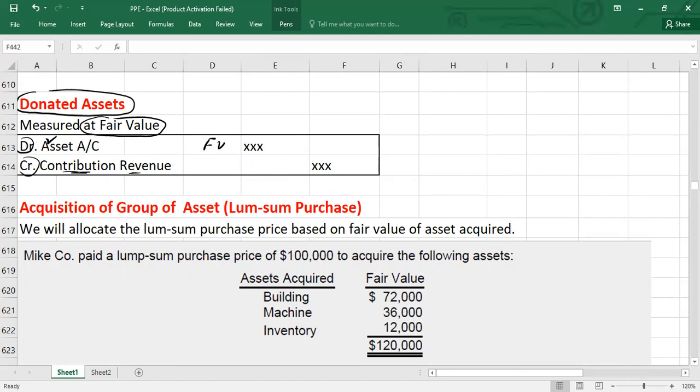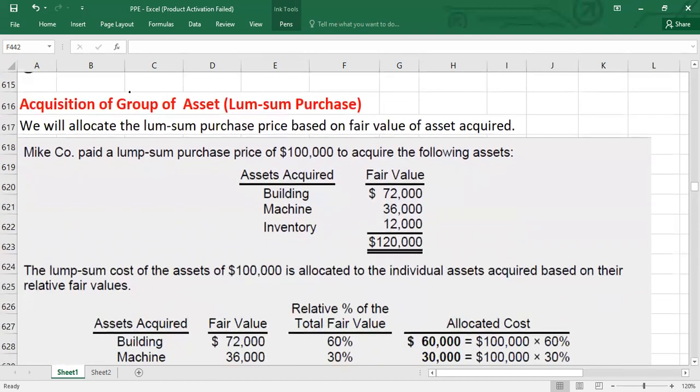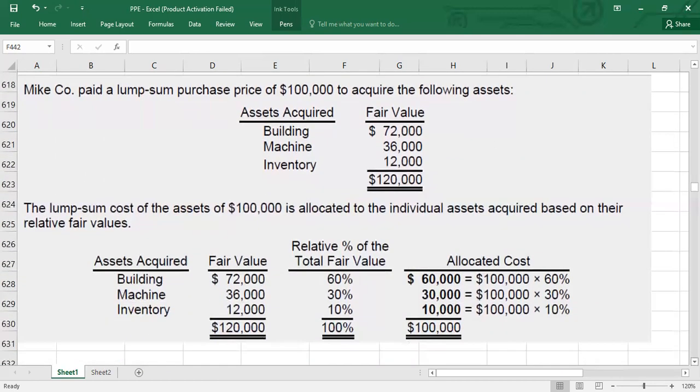Now here we are going to talk about acquisition of a group of assets. Maybe you have paid a lump sum amount, but you purchased a group of assets. In that scenario, you need to allocate the lump sum amount to each individual asset based on standalone selling price. Standalone selling price means based on their fair values. So with the help of an example, we will understand this one.